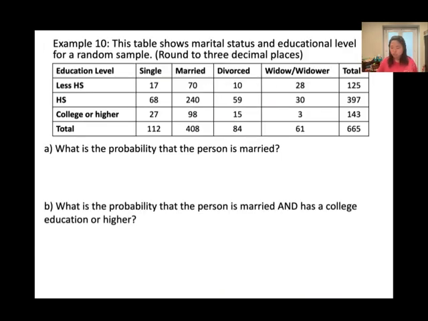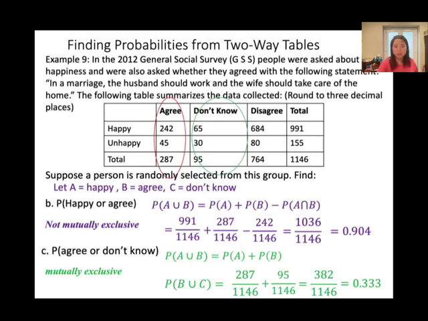Okay, I want you guys to try to do Example 10. That's A, B, C, three parts. Make sure you guys let the event, okay? Let the event A, let the event B, and let the event C. And also, one more thing.